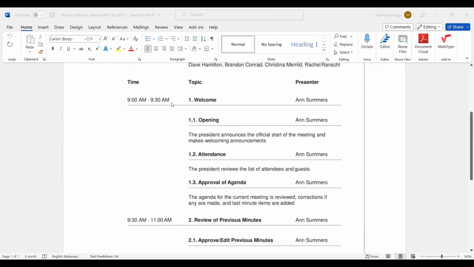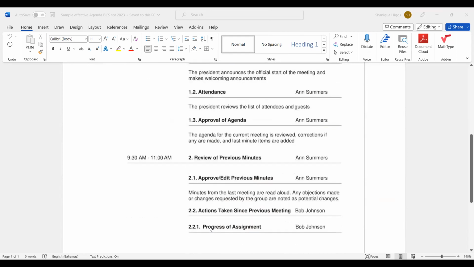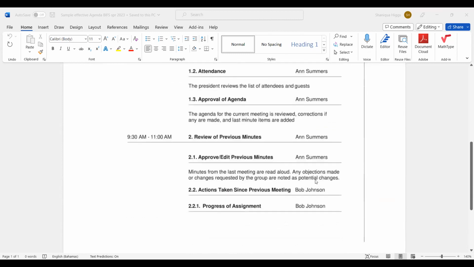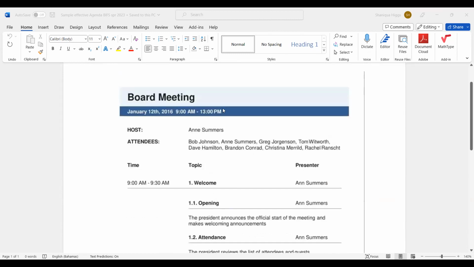The most important thing is time, clear objectives and agenda items, the names of presenters, and then the information at the top. Very important. Okay. This helps to keep your meeting productive, to make sure you are focused, on target, and that you are at every stage meeting the objectives that you have set. Okay.